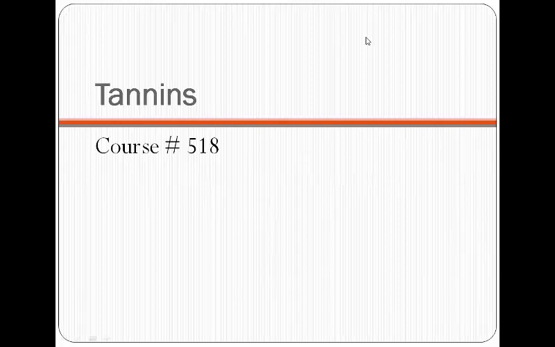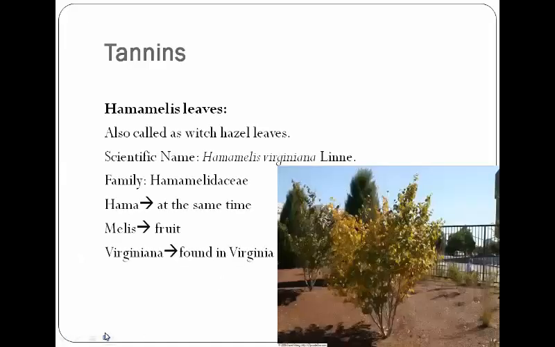In the previous lecture, we covered what tannins are, their basic classifications, their physical properties, chemical reactions, as well as their applications. Today we will start drugs containing tannins. The first drug we have is Hamamelis leaves, which are also called witch hazel leaves.